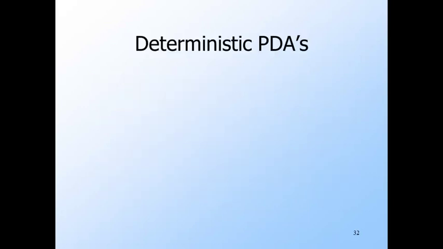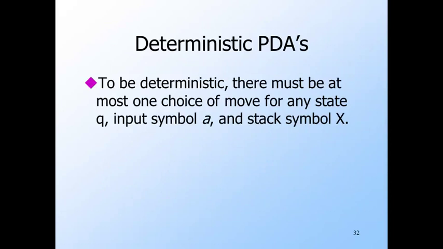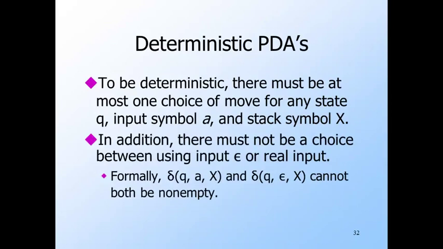And a final word about the deterministic PDA. In order that there never be a choice of move, we certainly want the PDA to have at most one choice of move for any state Q, input symbol A, including epsilon, and stack symbol X. But we also have to rule out the possibility that there is a choice between using a real input symbol and making a move on epsilon. To be precise, for no Q and X can both delta of Q, A, X and delta of Q, epsilon, X be non-empty.